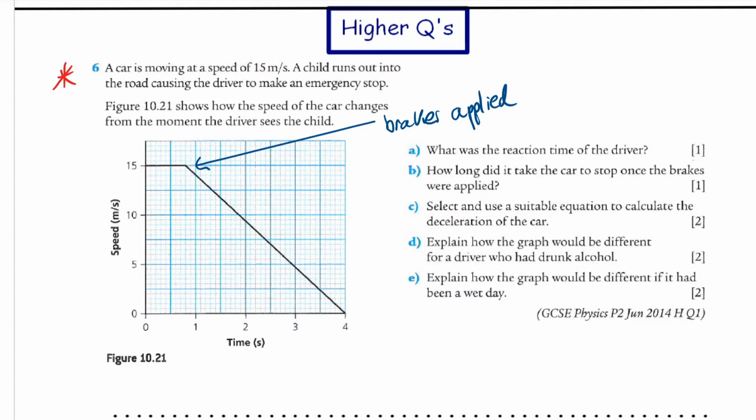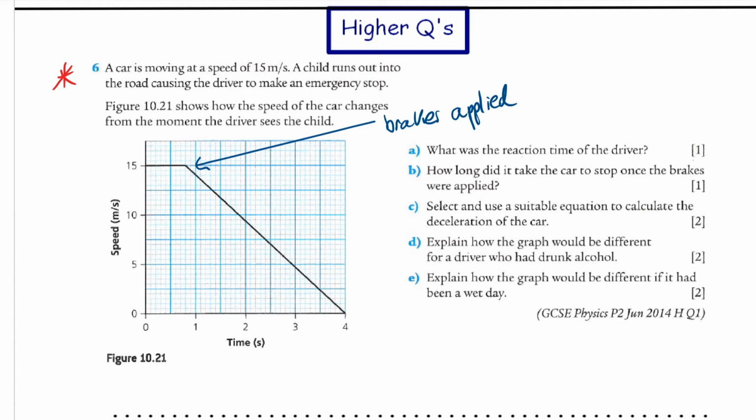So I've just added an arrow and an annotation to help you. It's saying the car's moving at 15 meters per second. I'll highlight and delete in a second. So this is where the car's moving at 15 meters per second. It says a child runs out into the road, causing the driver to make an emergency stop. So it's at that point there where the line goes from horizontal and starts decreasing in speed. At that point there where the brakes are applied.